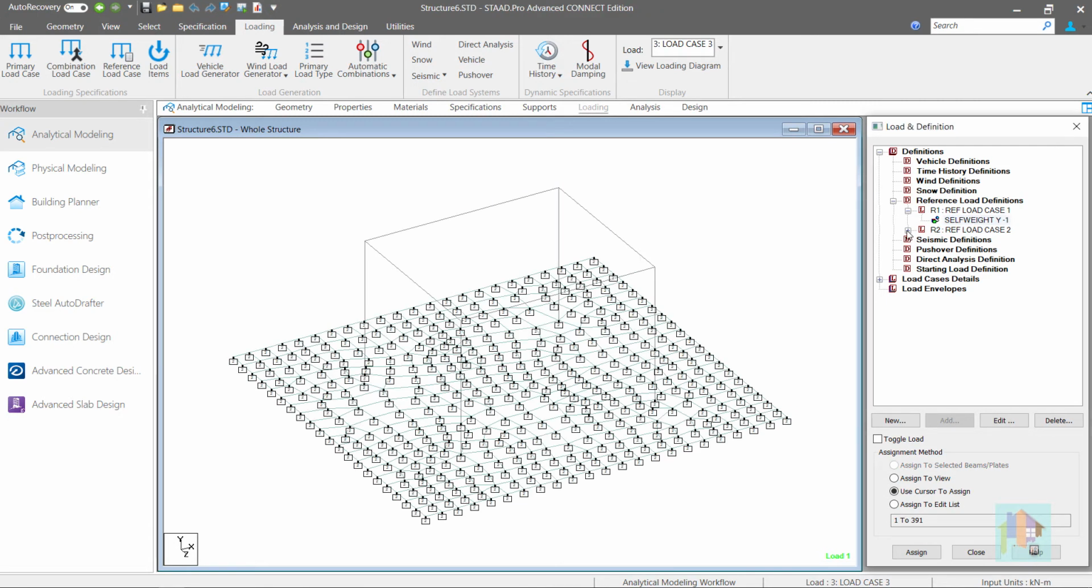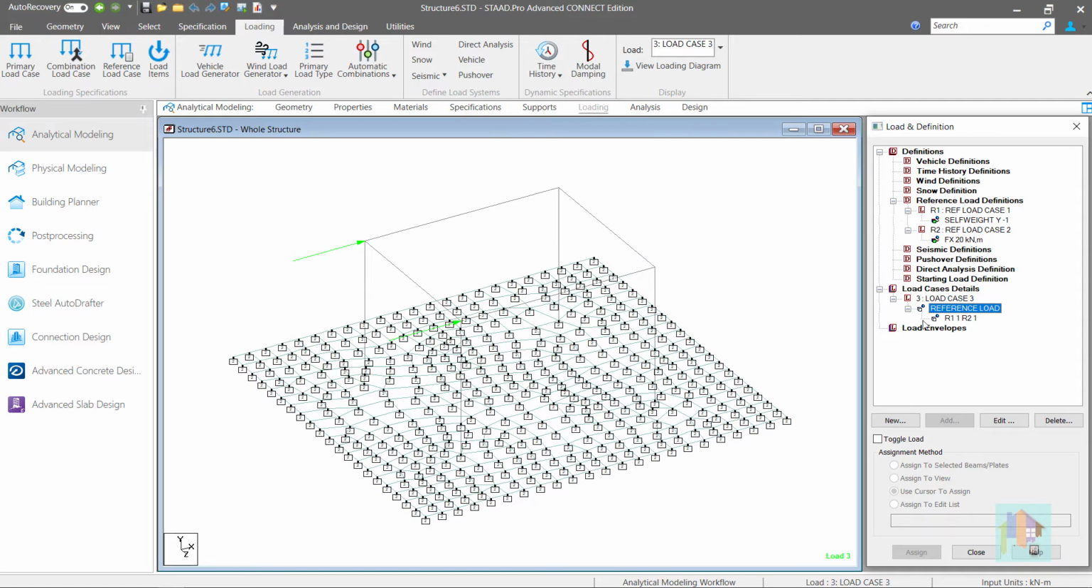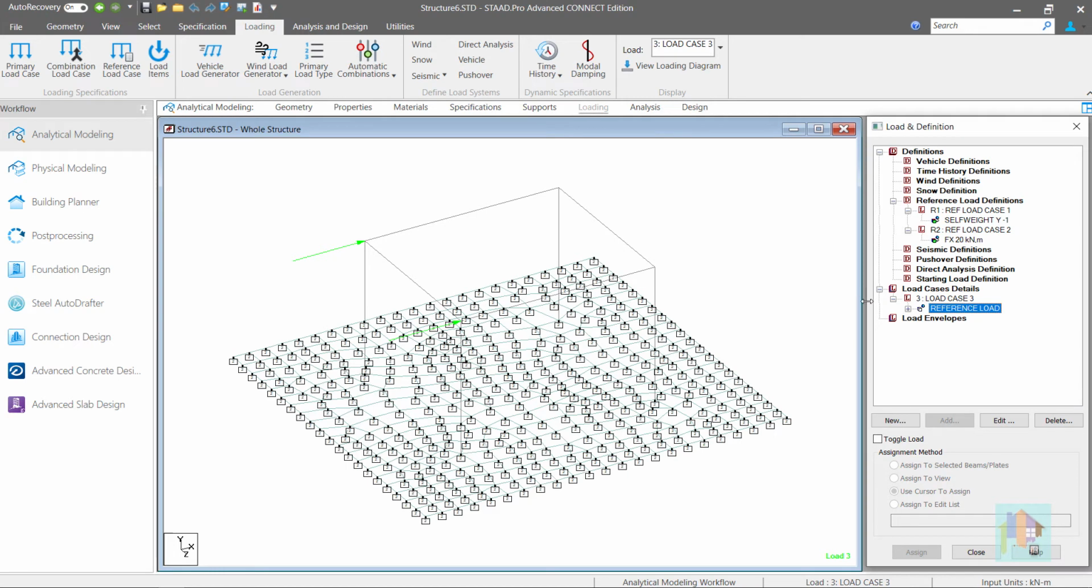Gravity and lateral loads are defined under this reference load case, and then these loads are combined using a repeat load case. As you know, STAAD does not analyze the loads defined under a reference load case. It is only used as a reference for combination purpose. This not only reduces the analysis time, but also eliminates the results for unrealistic isolated primary loads.